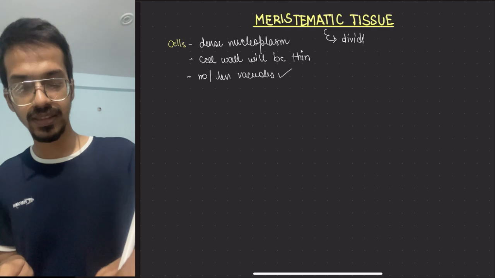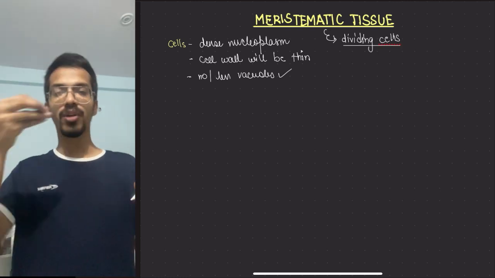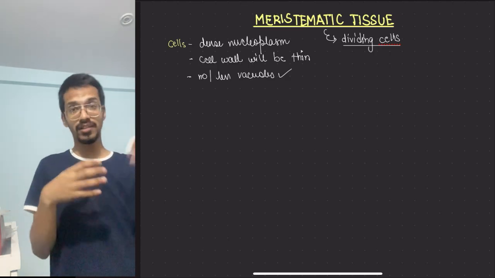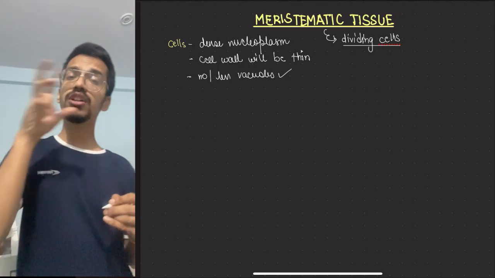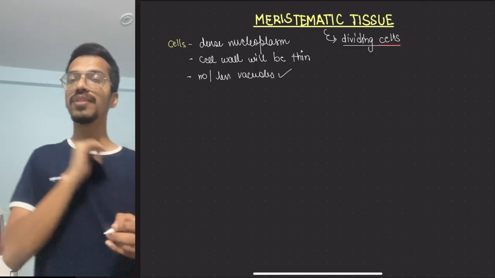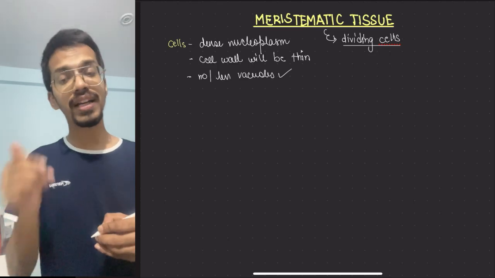Dividing cells. Okay, M for meristematic, M for multiplying. Multiplying means keep on increasing its number, right? So remember these things. Now at the different locations they are present, and their different names and functions would be there. So that is the second way of dividing a meristematic tissue.